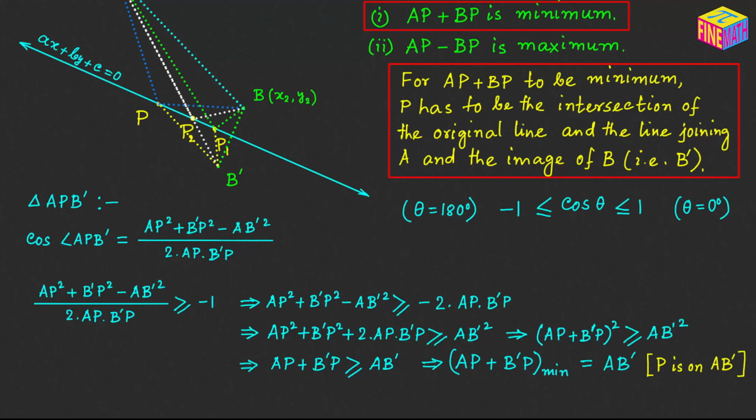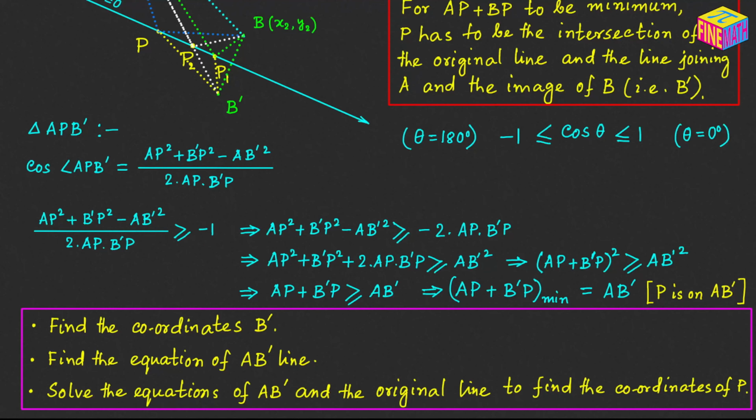So let me quickly jot down the steps here to solve a problem like this. And the steps are going to be something like this. First, we have to find the coordinates of B prime. I have already created a separate video on this topic where we have seen how to find the coordinates of the image of a point when reflected on a given straight line.